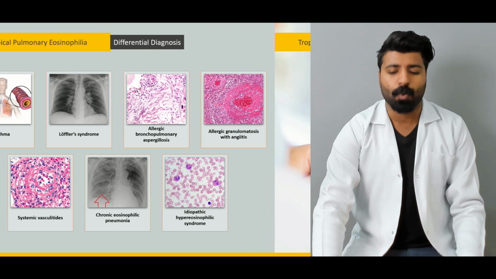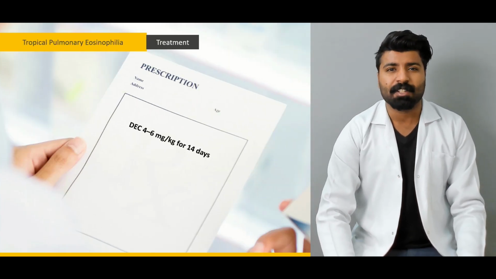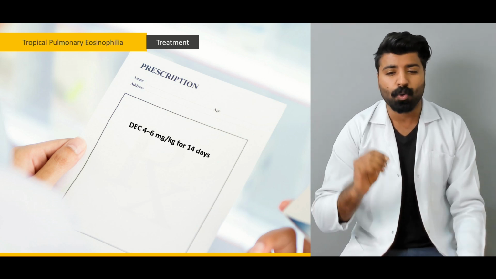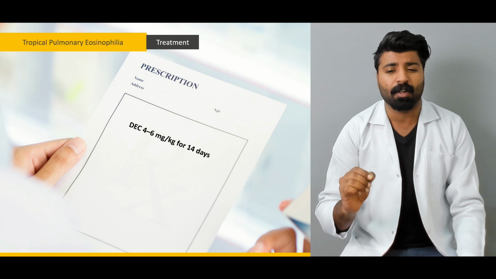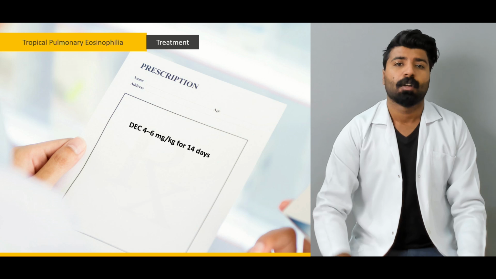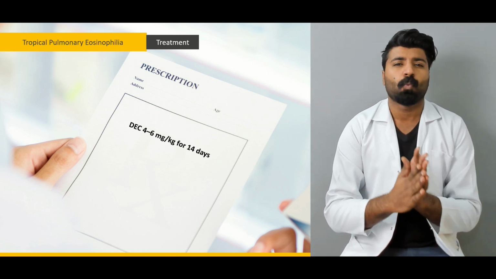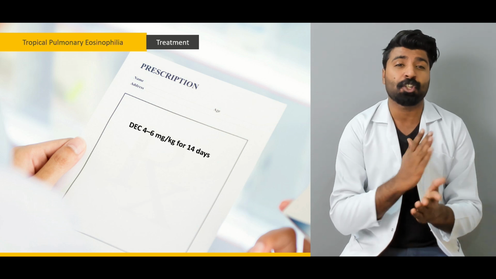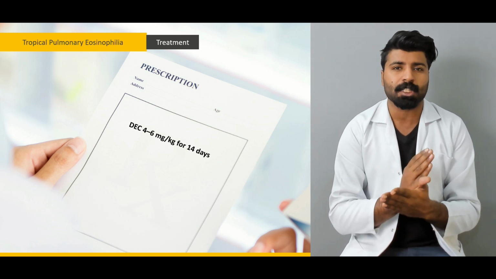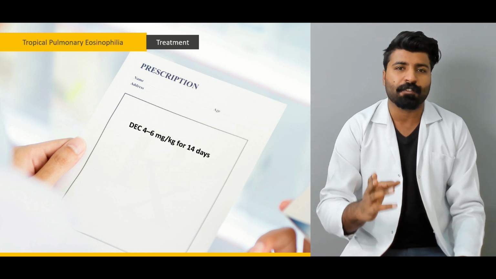How? They are going to get DEC, which is diethylcarbamazine, given at 4 to 6 milligram per kilogram for 14 days. Now, 14 days is not a set treatment. To remember, you can give it between 2 weeks to 3 weeks. From 14 days to 21 days, you give this dose to the patient suffering from this pathology.